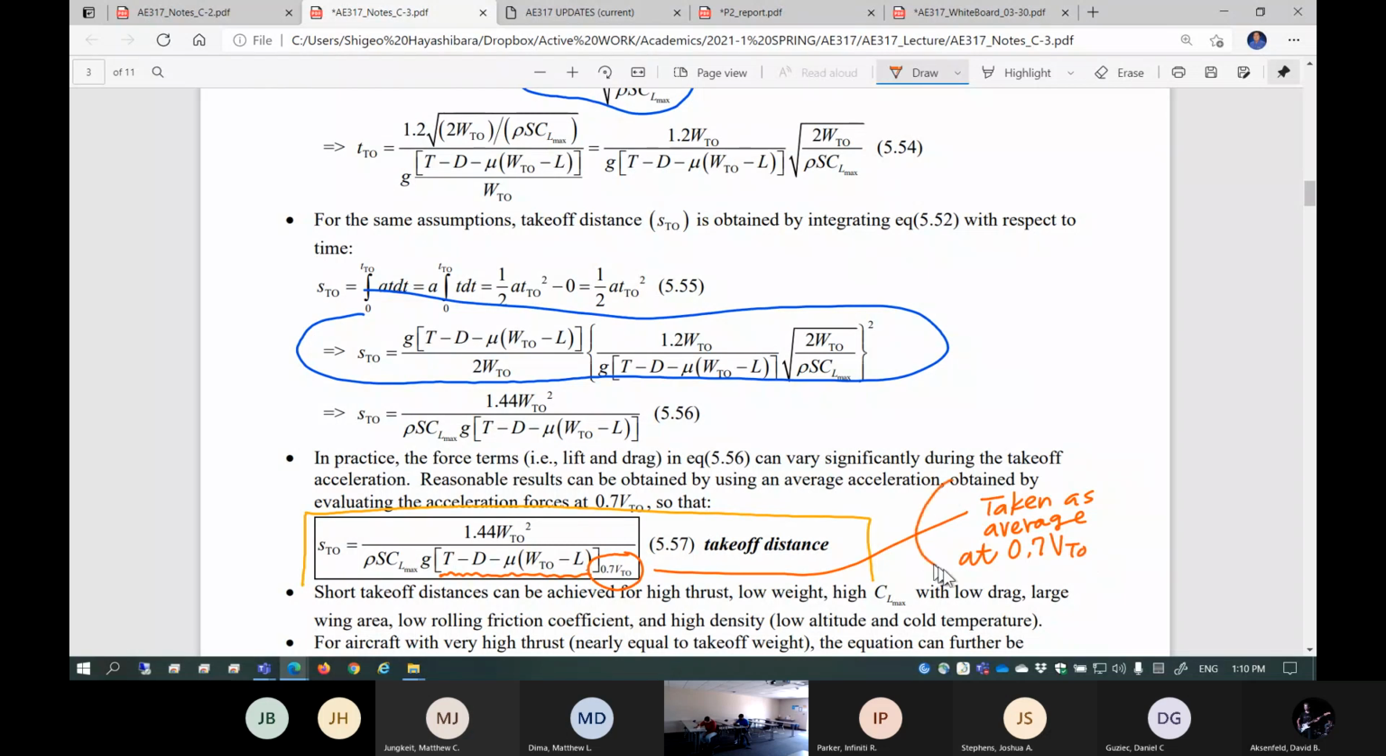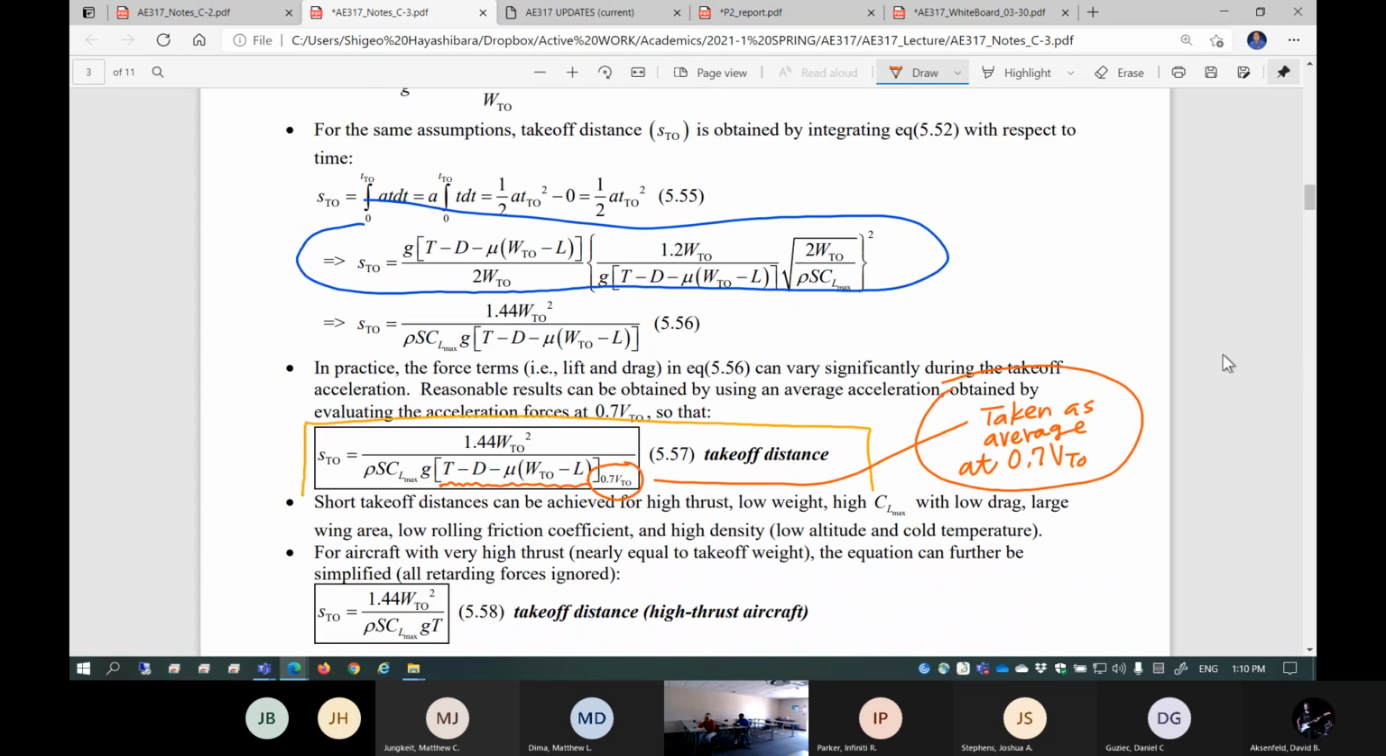This is quite important. Drag changes, thrust changes, loading resistance changes throughout the acceleration process. We are going to take the average value, which is the value taken at 0.7 VTO. So when you reach 70% of the final speed of takeoff, how much thrust do you have? How much drag do you have? How much loading resistance do you have? We are going to take that value and plug it into this bracket. Okay, that's what it is.